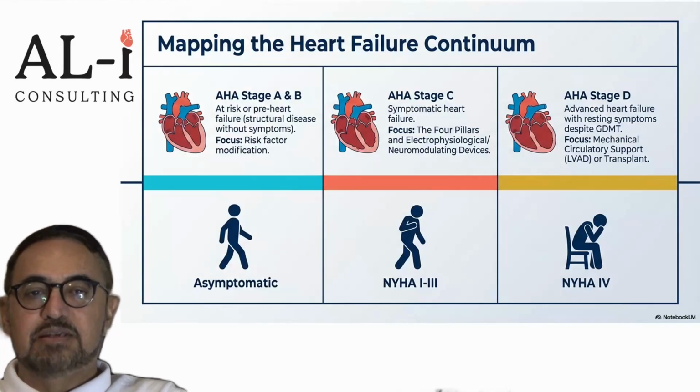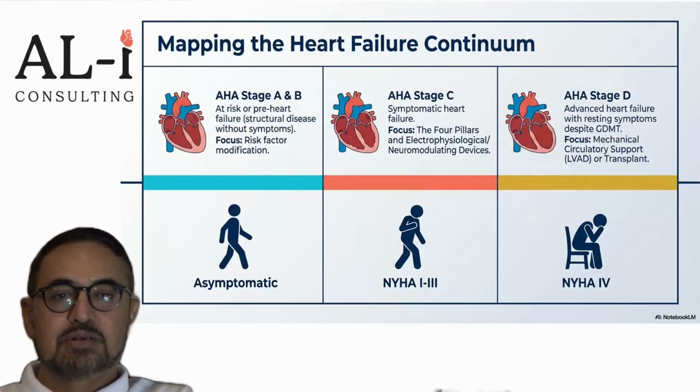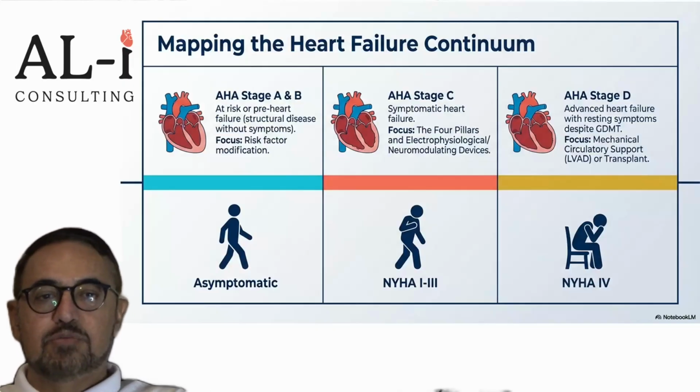Here, the AHA staging framework is illustrated. On the left are stages A and B. These are patients who are at risk for heart failure or who have structural heart disease without symptoms. The focus here is prevention: control blood pressure, diabetes, obesity, ischemic risk, and other drivers of remodeling.